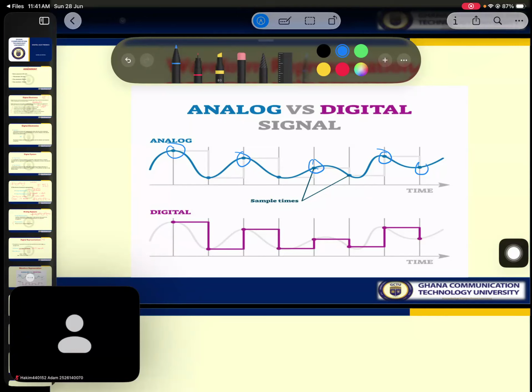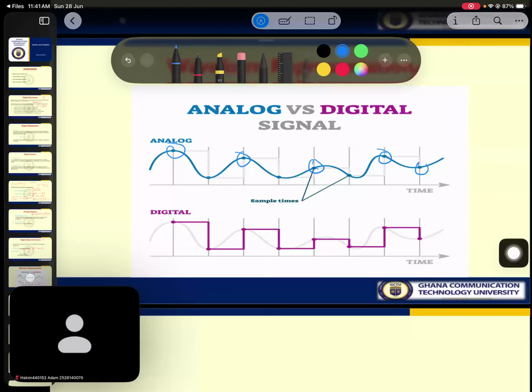Now, when we look at the digital signal, it is discrete. It's steps. The reason why we say it is steps is that it's practically like normal steps that we would climb, understand? So that is the digital signal. And that also moves with respect to time.